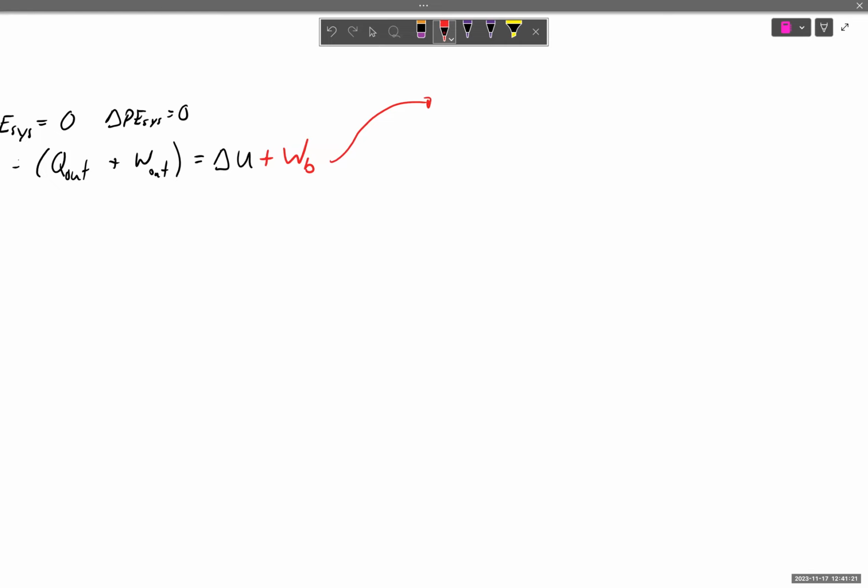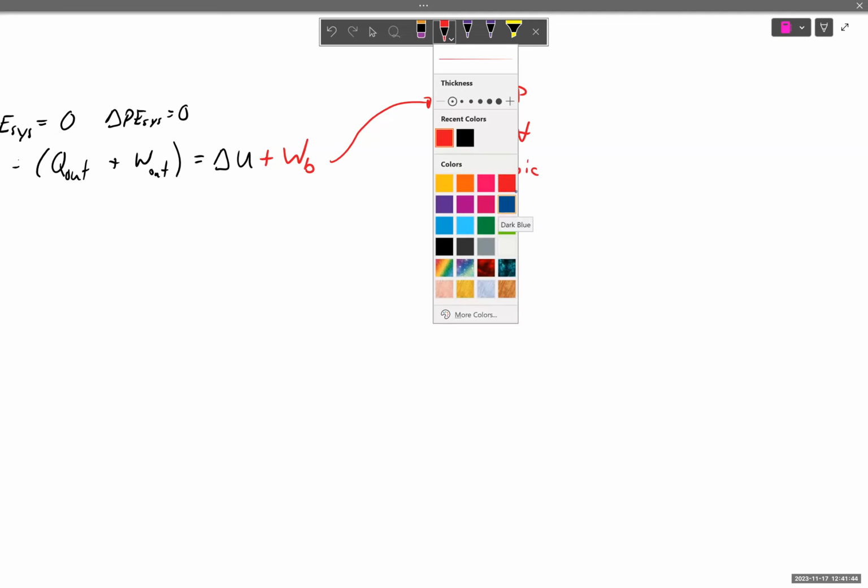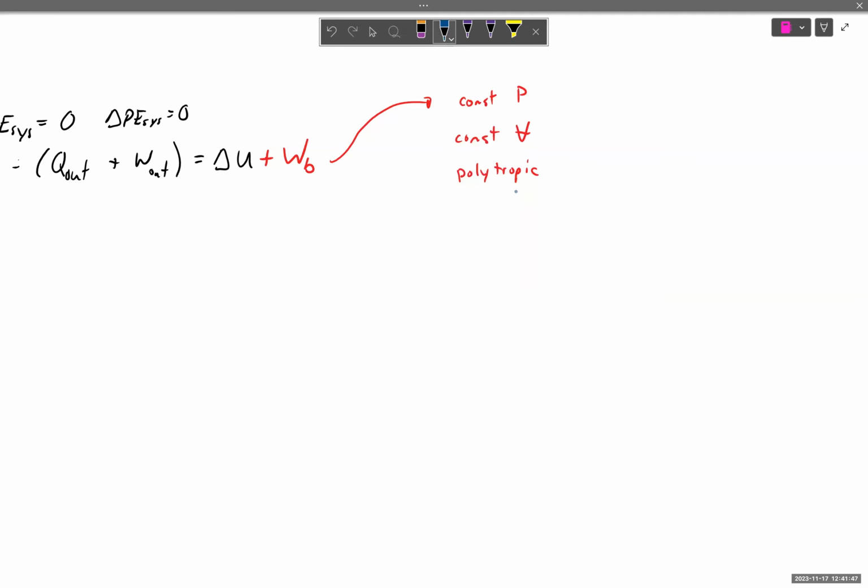We said you could have constant pressure, so my system would have constant pressure, could have constant volume, or I could have polytropic. And I like to think about a subset of polytropic, which is isothermal. So what happened with each of these cases?